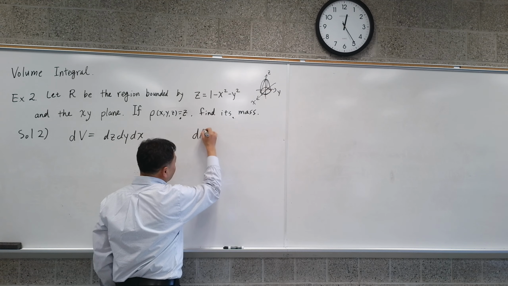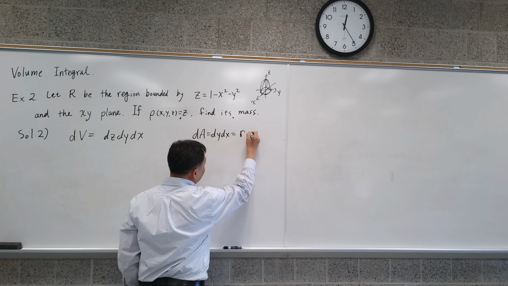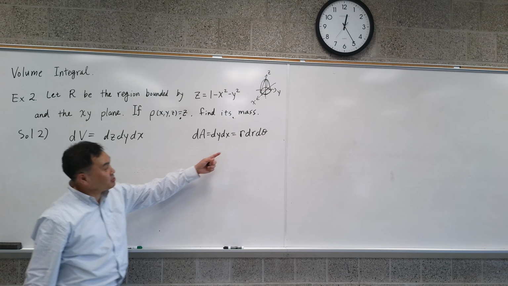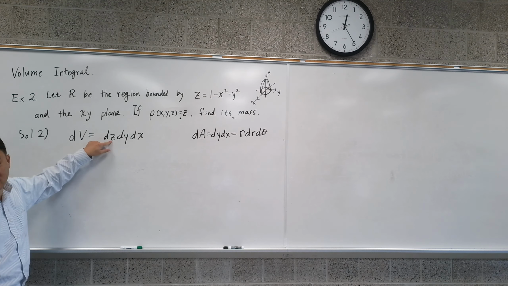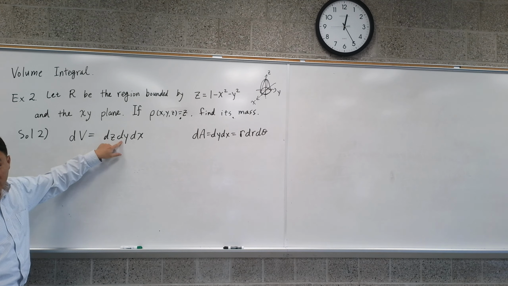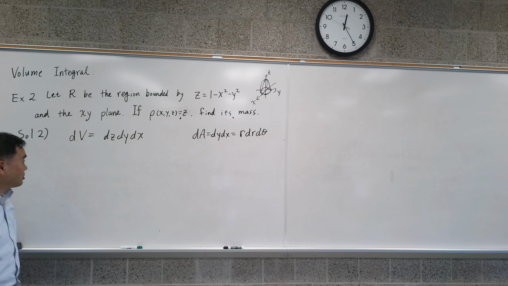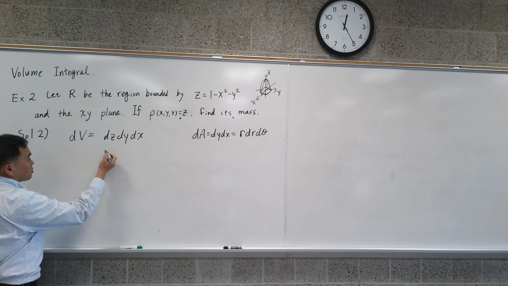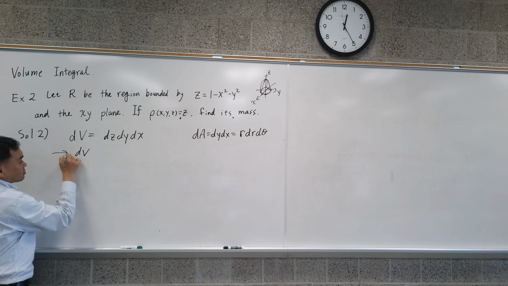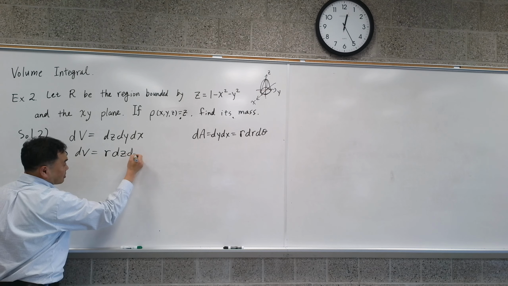you remember when we had dA equals dy dx, but we also wrote this as r dr d theta, right? What is that for? R dr d theta? Polar coordinate system, right? So what you do is you leave the z as z, but you change dy dx into polar coordinates. Then the calculation becomes a lot easier. So let's see. You're going to rewrite dV as r dz dr d theta.